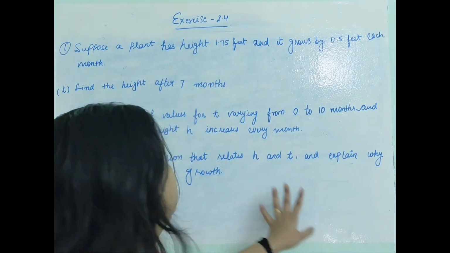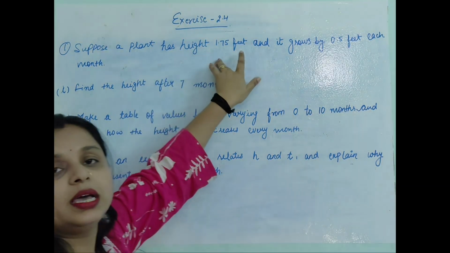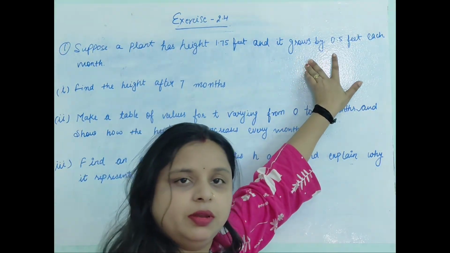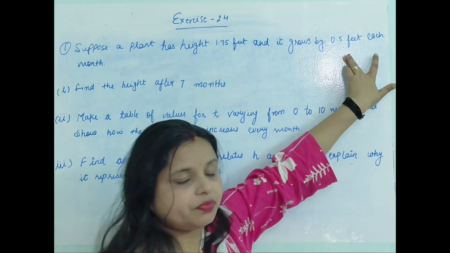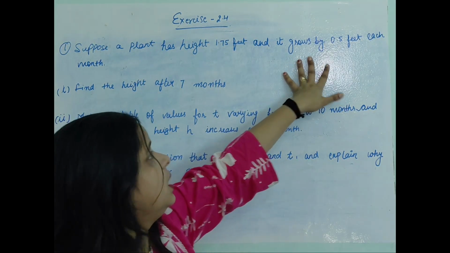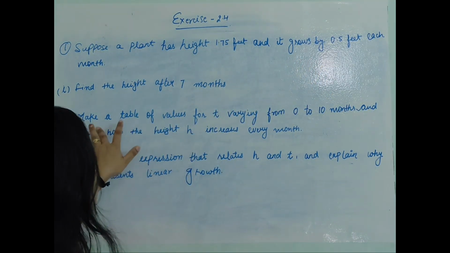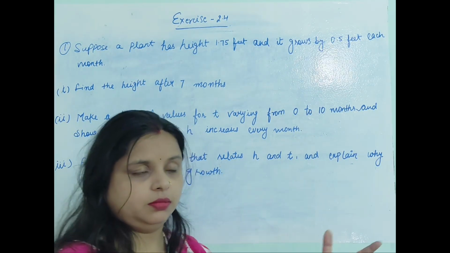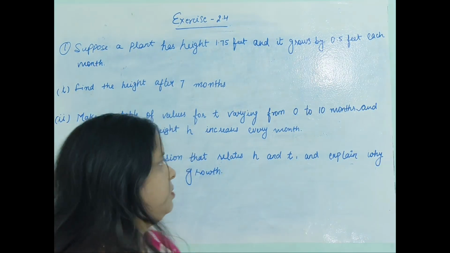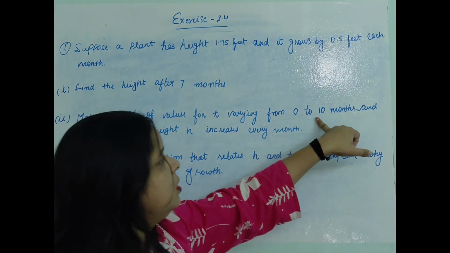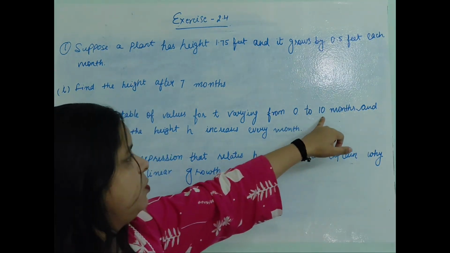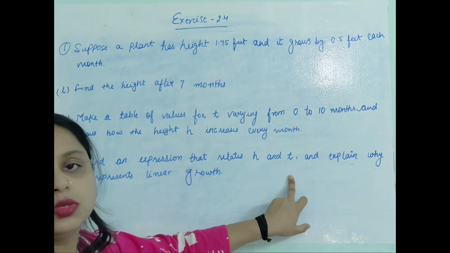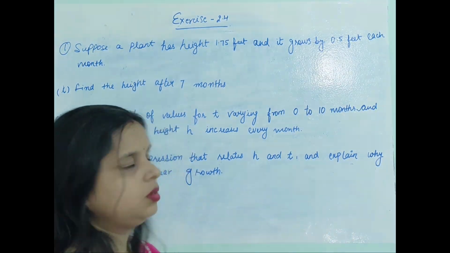So what it is saying, there is a plant whose initial height is 1.75 feet and now that plant grows every month by 0.5 feet. So we have to calculate the height of the plant after 7 months. Here we have to create the table which shows the height increasing of the tree from 0 to 10 months, and we have to represent month by t. And next we have to give the expression which shows the linear growth of the plant's height. Okay, so now come.